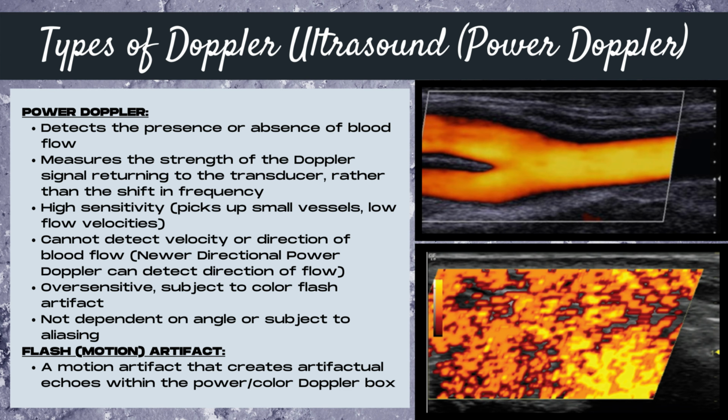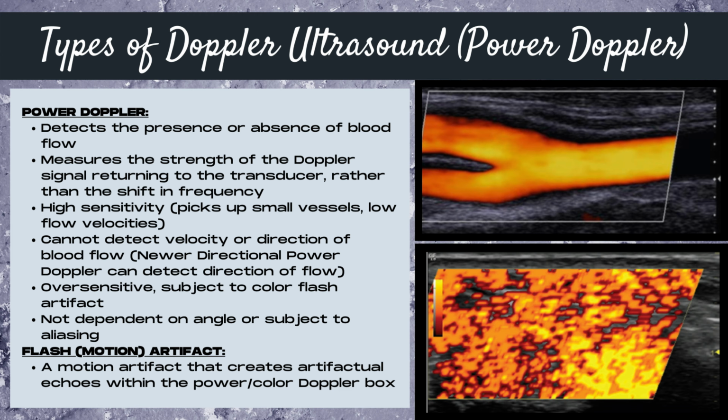There's 3 types of Doppler ultrasound: power Doppler, color Doppler, and spectral Doppler. First, let's talk about power Doppler. Power Doppler detects the presence or absence of blood flow, and it measures the strength of the Doppler signal that's returning to the transducer rather than a shift in frequency. And this has high sensitivity. It picks up small vessels and low flow velocities. However, it cannot detect the velocity or the direction of blood flow.